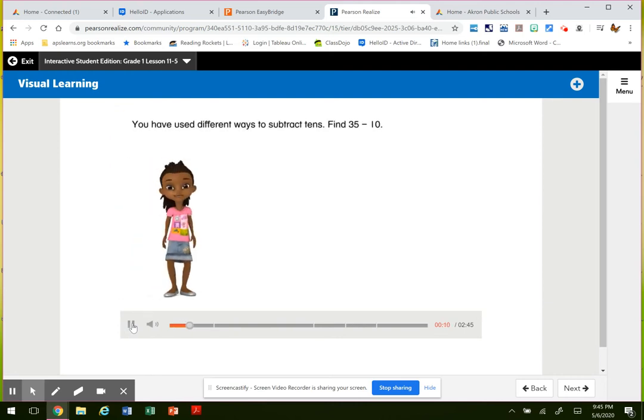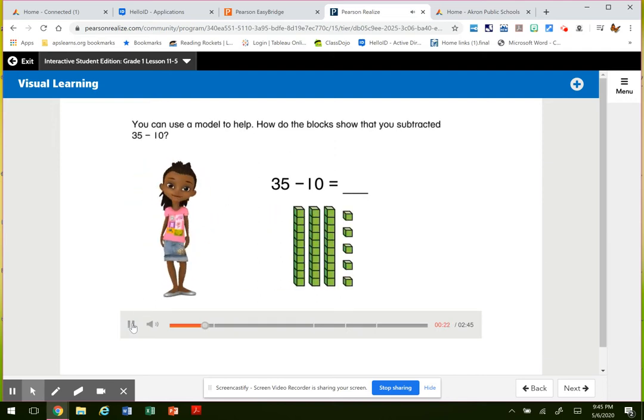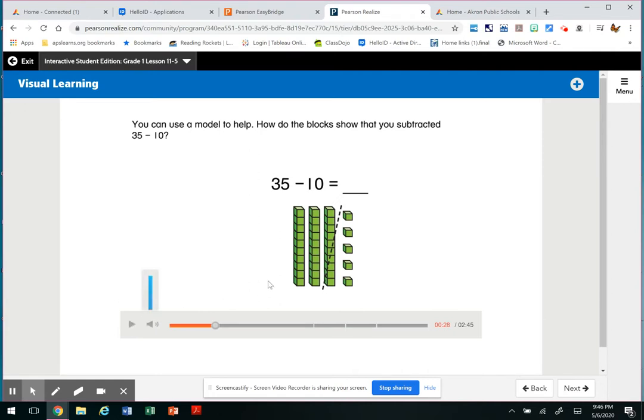You have used different ways to subtract tens. Find 35 minus 10. You can use a model to help. How do the blocks show that you subtracted 35 minus 10? When we look at the models, we have 35. We have 10, 20, 30, 5. We have 35 take away 10. So these are stacks of 10. So we just X one out, and that's how we take away 10 using models.